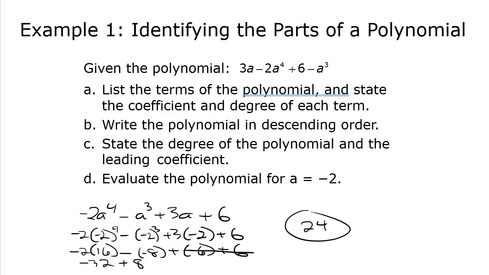So that's how we would work with that polynomial, and those are pretty much all the types of things that you need to do with polynomials. You need to identify its bits and pieces, you need to identify its degree and its leading coefficient, and you need to be able to evaluate it at certain values. And then beyond that, you're also going to need to work with them. You're going to need to be able to add them and subtract them and multiply them and divide them.